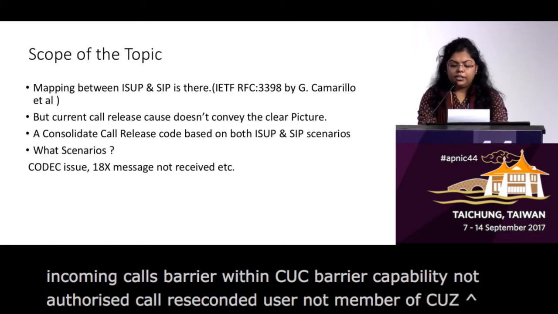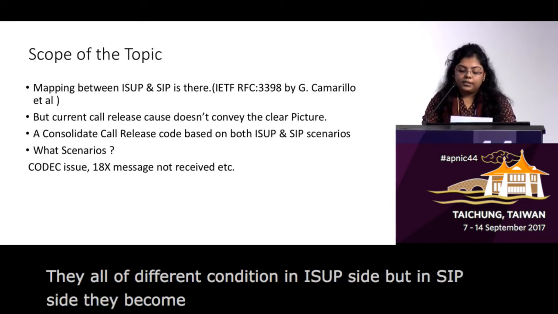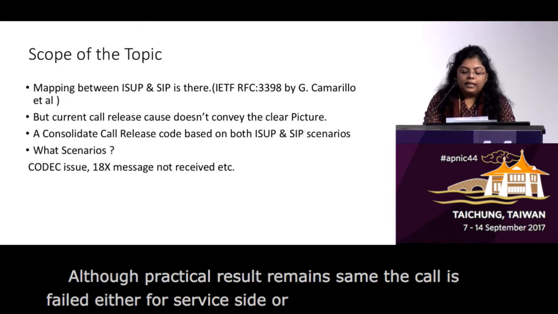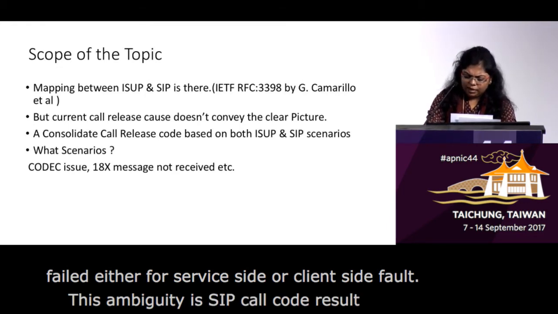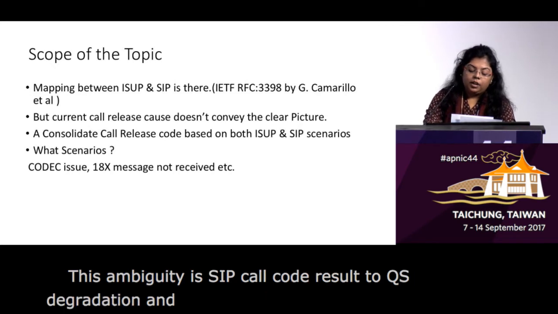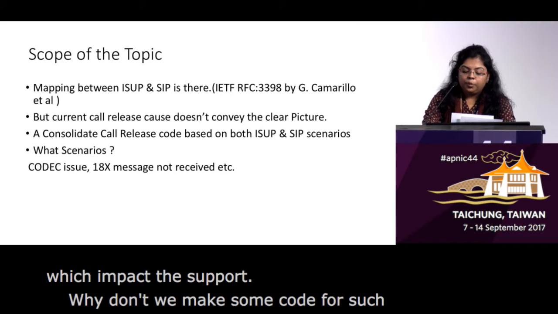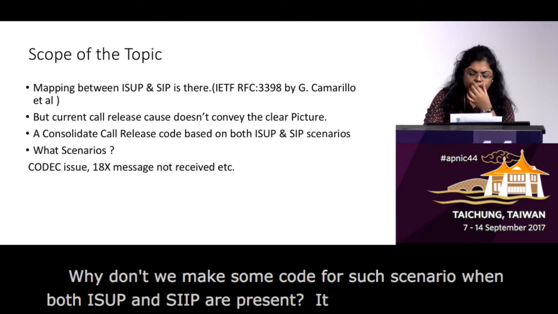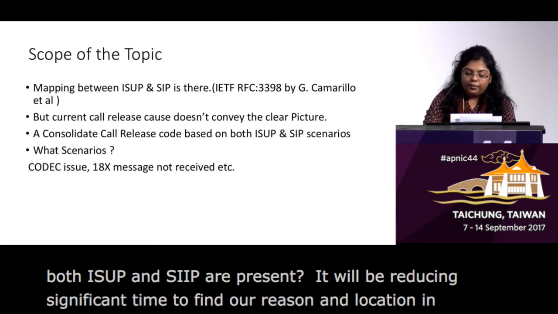They are all different conditions on the ISUP side, but on the SIP side, they become one. Though the practical result remains the same, the call is failed, either for a service-side or client-side fault. This ambiguity in SIP cause codes results in QoS degradation, and hence customer complaints start flooding in, which impacts support. So why don't we make some codes for such scenarios when both ISUP and SIP are present? It will reduce significant time to find the exact reason and location in case of failure, resulting in very smooth operation.